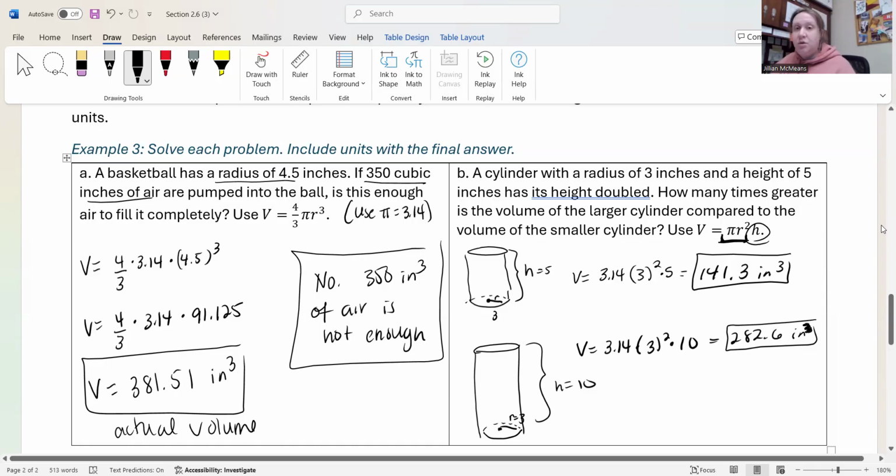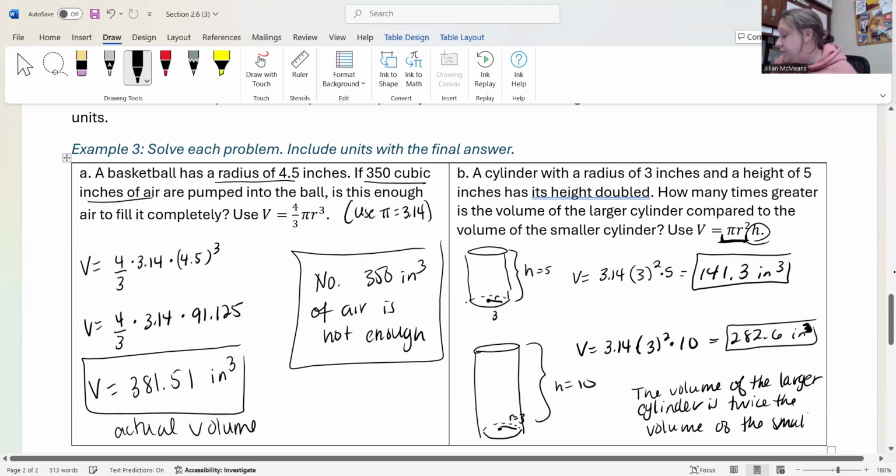So it says a cylinder with radius 3 inches and a height of 5 has its height doubled. How many times greater is the volume of the larger cylinder compared to the smaller cylinder? I would say the volume of the larger cylinder is twice the volume of the smaller cylinder.